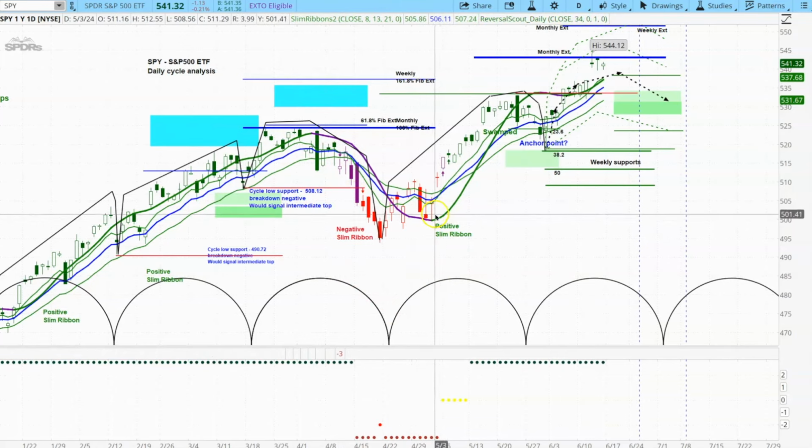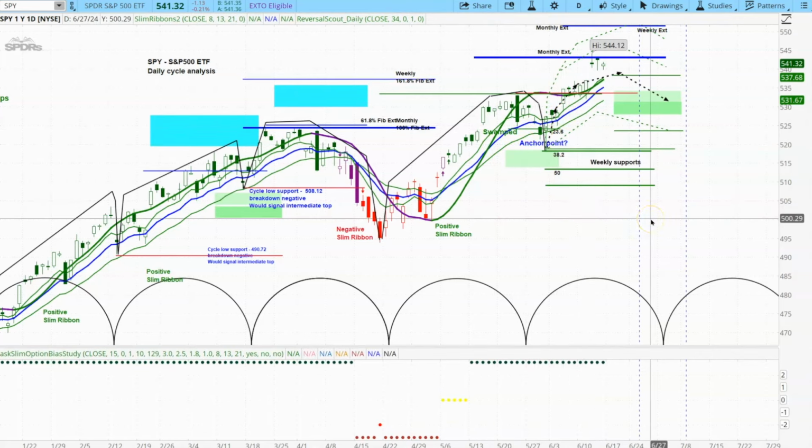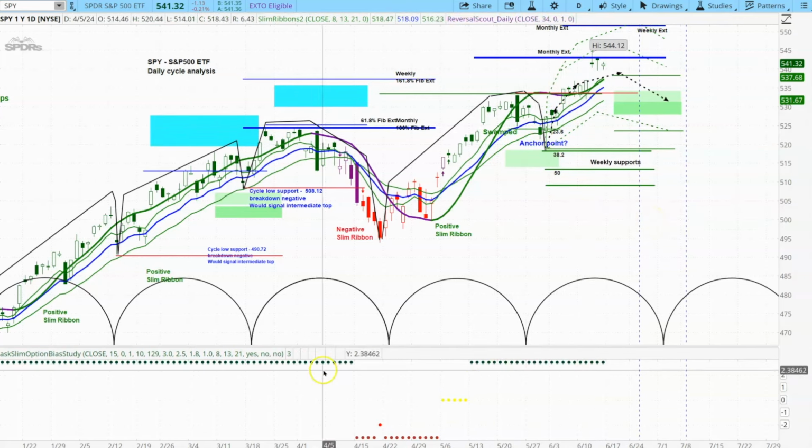Then they turned positive, as you can see right over here, and only had a modest little dip right over here. Slim ribbon stayed positive that whole time. And that is telling you the conditions of the market, how great they are, how good they've been. And over here is the option bias study.